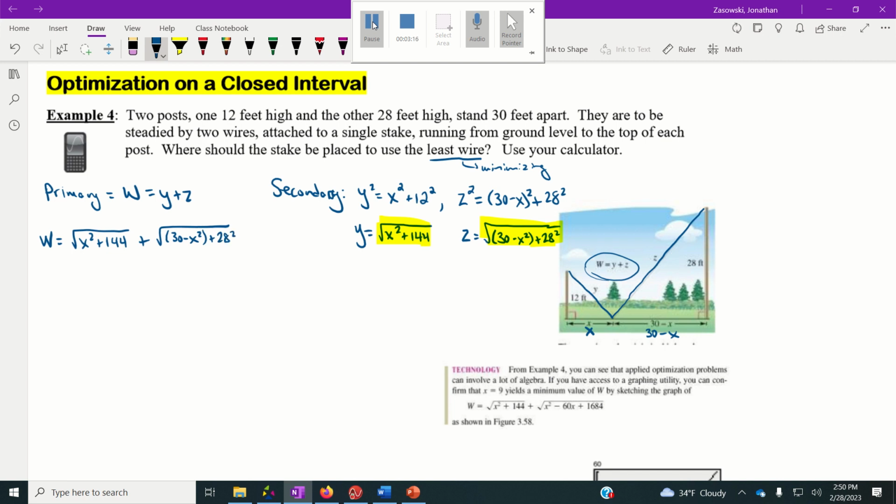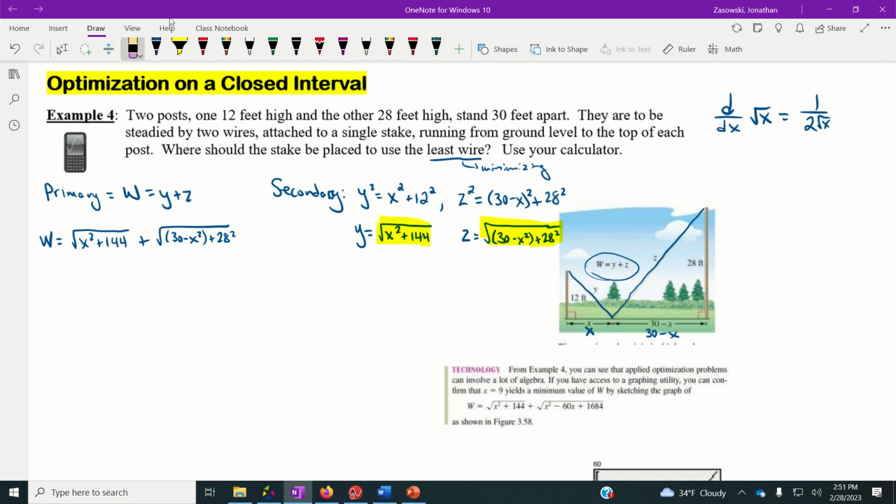Okay, recall for our purposes that the derivative of the square root of x is 1 over 2 square root of x. If you want to think about this as being a u instead, the square root of u, or u to the 1/2, it's going to be u prime over 2 square root of u. So this formula is what we're going to be using to find these derivatives.